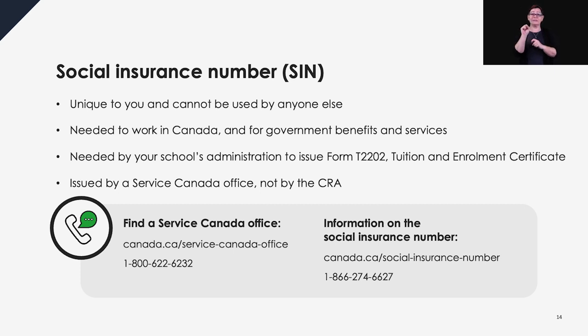To find a Service Canada office, visit canada.ca/service-canada-office or call 1-800-622-6232. For more information on the SIN, go to canada.ca/social-insurance-number or call 1-866-274-6627.